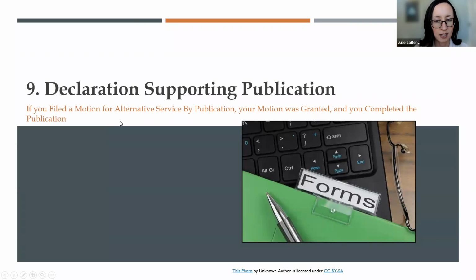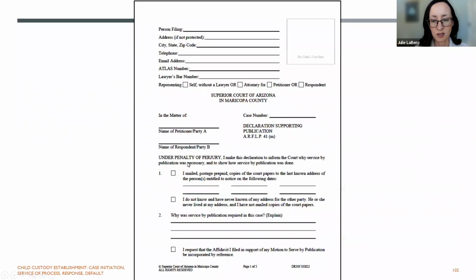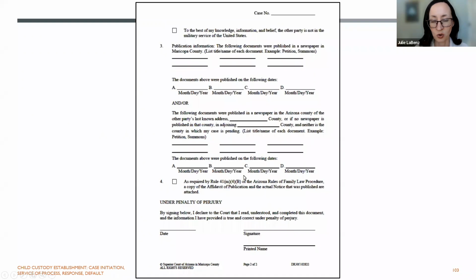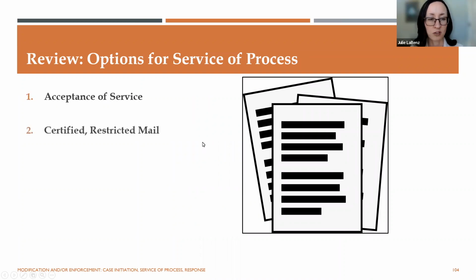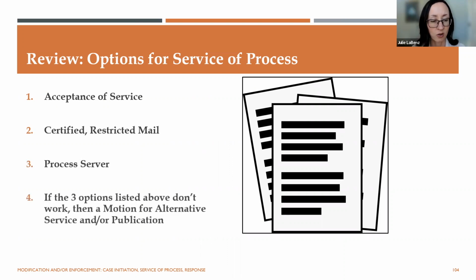All right. Now, if you do end up using the publication, this is a declaration you can use to show you completed service by publication. And then let's just review your options for service of process. So there's the acceptance of service, the certified restricted mail, the process server, and then the motion for alternative service and/or publication, if your co-parent or ex-spouse is avoiding service or you can't find them.